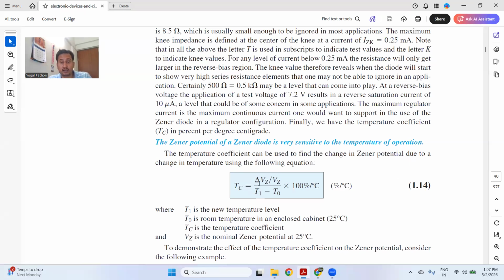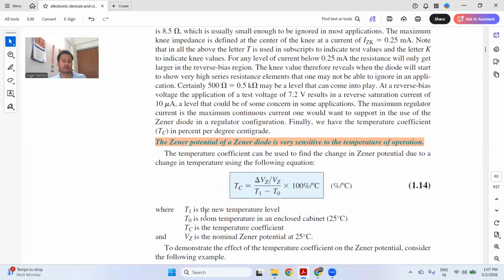Tc is delta Vz over Vz, T1 minus T0, into 100% per degree Celsius. So there is a change in percentage per degree Celsius of the temperature coefficient of the Zener resistance. The statement, let me highlight this particular statement, is that the Zener potential of a Zener diode is very sensitive to temperature of operation. And you can predict or calculate this temperature coefficient with this particular formula, which is given in units of percentage per degree Celsius.